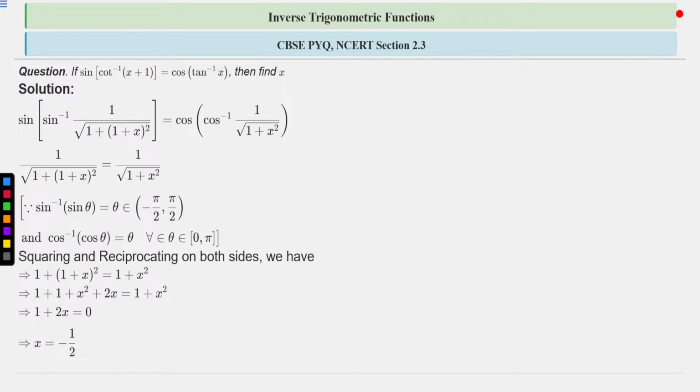Therefore x will be equal to minus 1 by 2, right? So we can write x as equal to minus 1 by 2. So x equal to minus 1 by 2 will be the right answer. Clear?